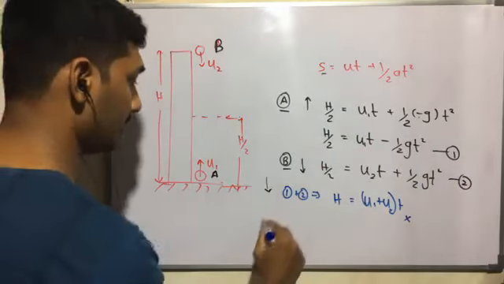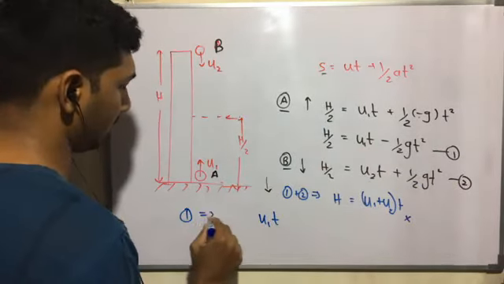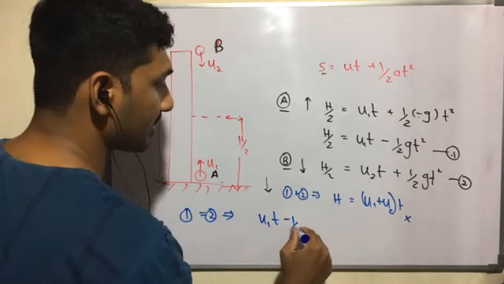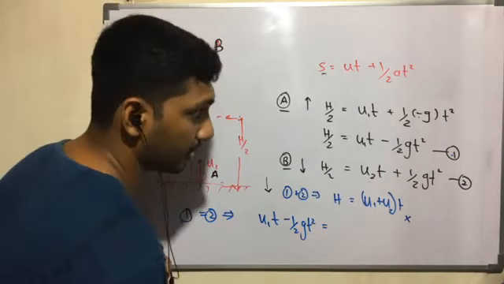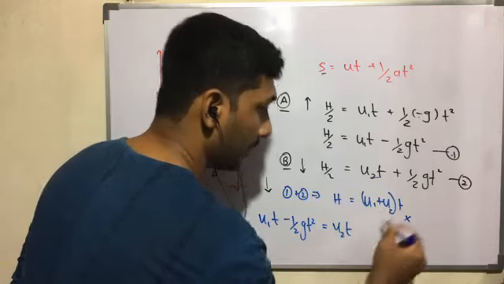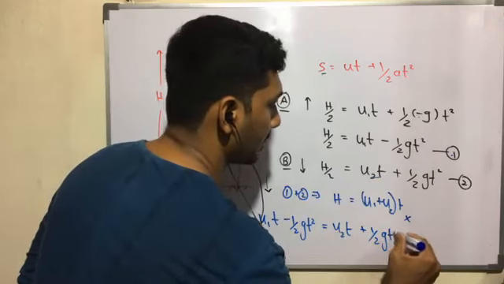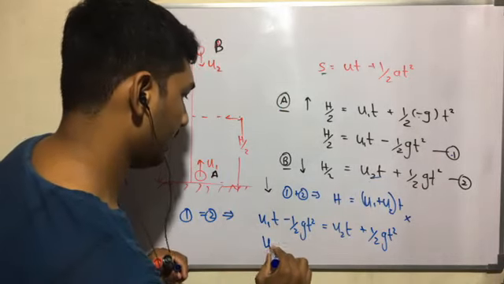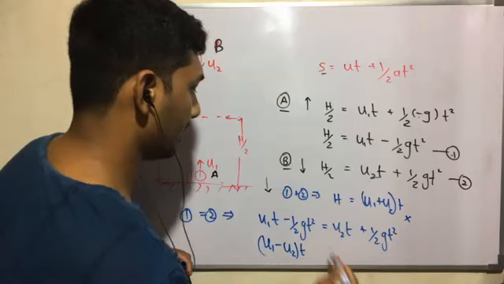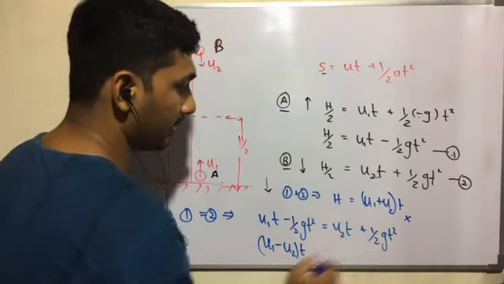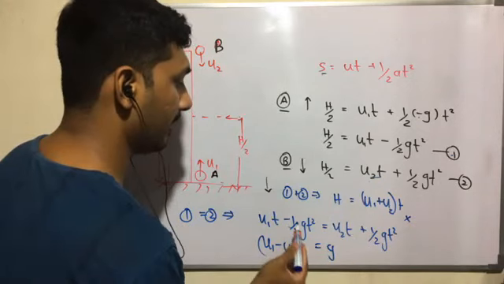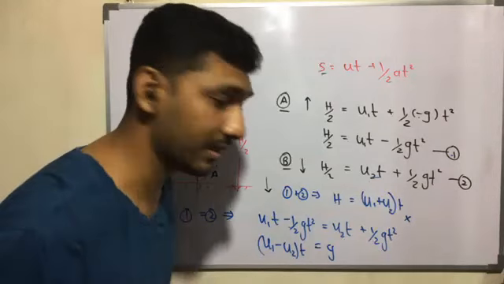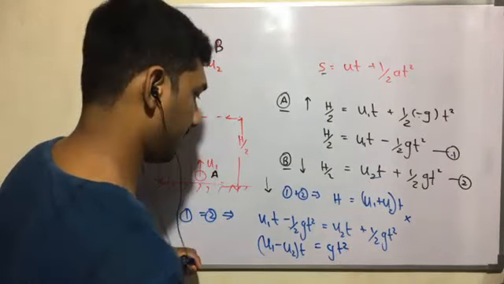So 1 is equal to 2 is the idea that they use. So u1t minus half gt squared is equal to u2t plus half gt squared. Both are equal, and now you can take it to this side. So you will get u1 minus u2 into t, taking t as a common factor. If you send it to that side, you will add half plus half, so just gt squared.